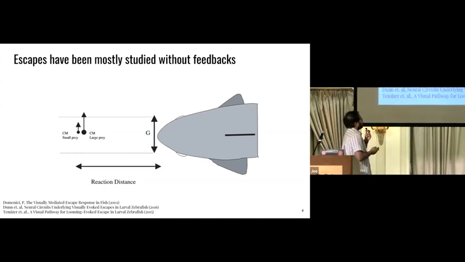If you try to find an analogous version of that in the wild, what you would expect is a predator which approaches a prey, the prey reacts away, and the predator actually continues along the trajectory. There is no kind of feedback. There is no interplay between their dynamics. That is essentially what a lot of experiments have studied escapes in.